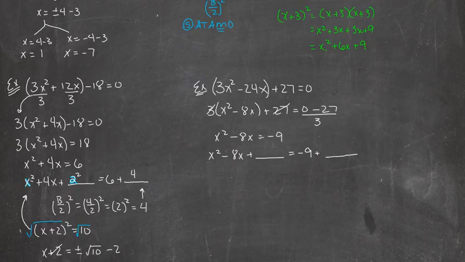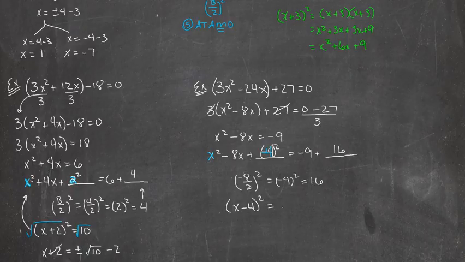Make my new term. Now notice negative 8. Negative 8 over 2 squared equals, simplify inside the parentheses first, negative 4 squared. Negative 4 squared is a positive 16. 16 goes on this side. Negative 4 squared goes on this side. Now I'm going to take the x and the negative 4 and make my binomial. X minus 4, it has to be squared, equals negative 9 plus 16 is positive 7.